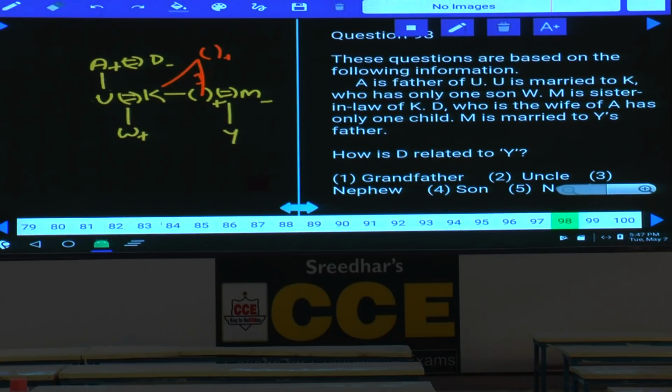Then question number 98, how is D related to Y? There is no relation between D and Y. This D is U's parent, but Y and U's parent are nowhere related to each other. Hence no relation, that is choice 5. Question 98 done. Then 99 and 100.